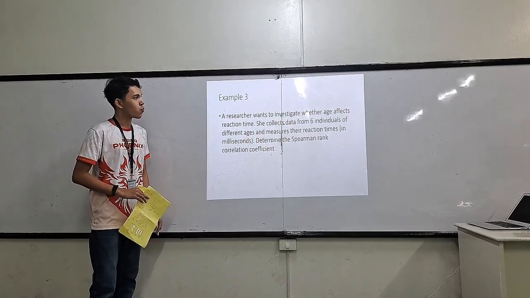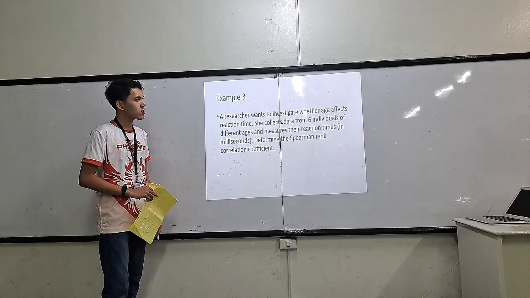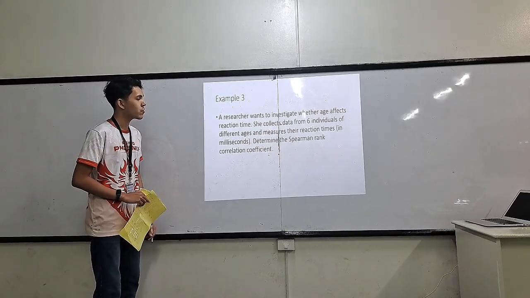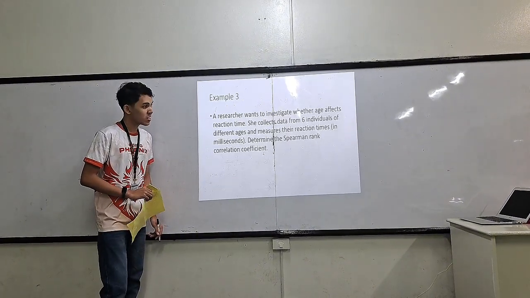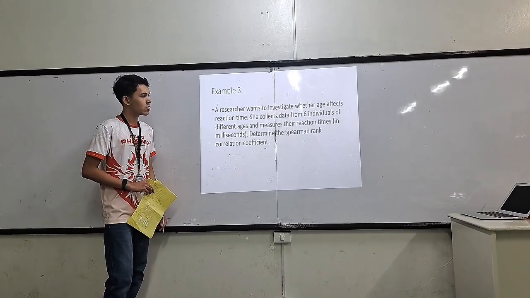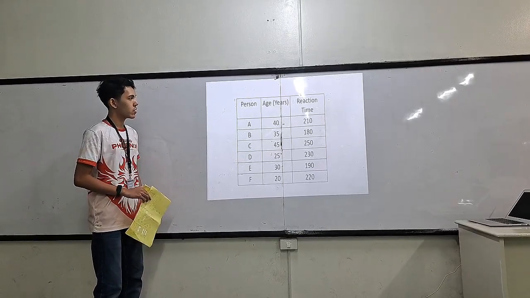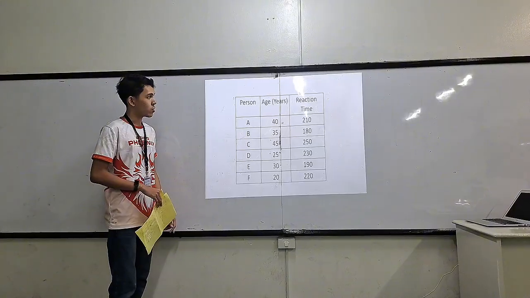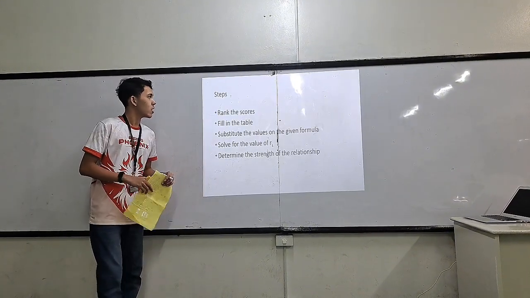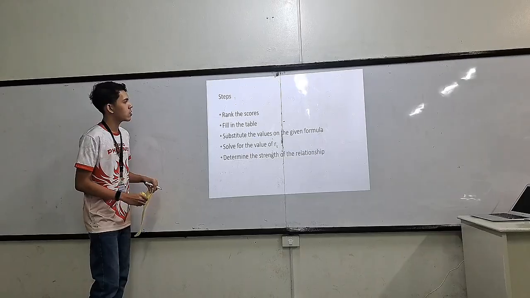So our researcher wants to investigate whether age affects reaction time. She collects data from 6 individuals of different ages and measures the reaction times in milliseconds, determining the Spearman correlation coefficient. Now here are the values for our example number 3. Now we'll go to the first step, which is ranking the scores and filling in the table.